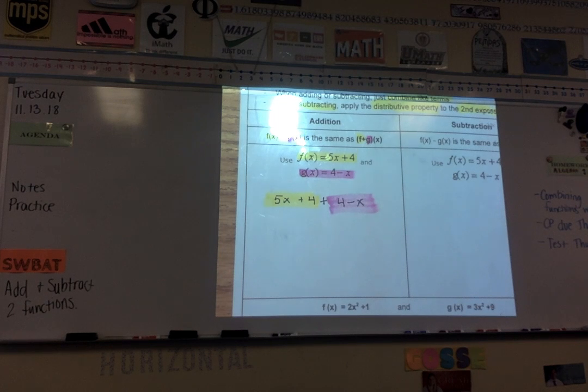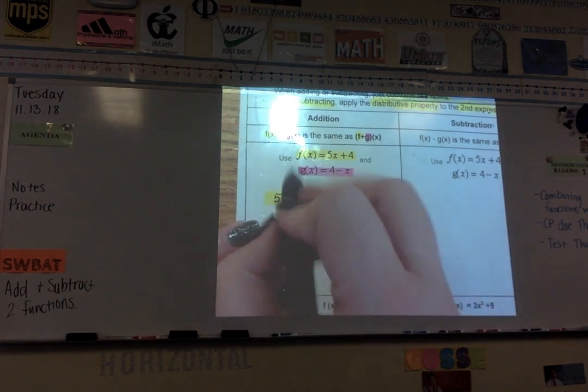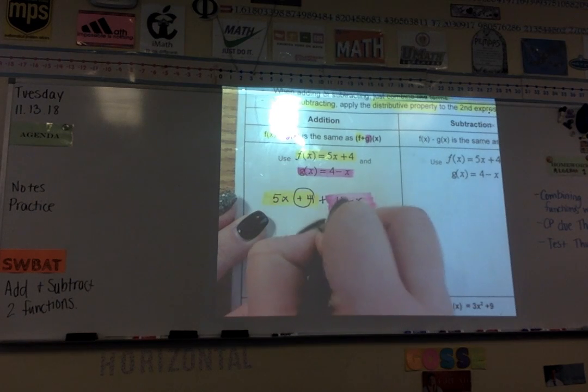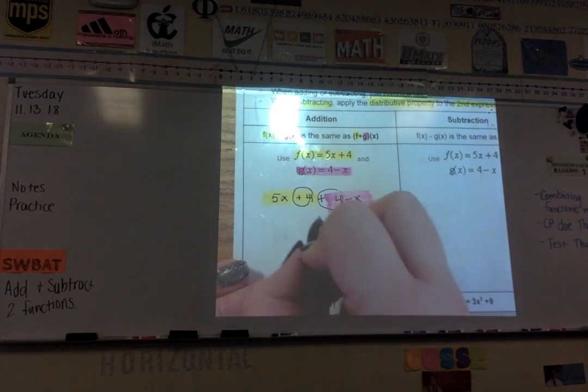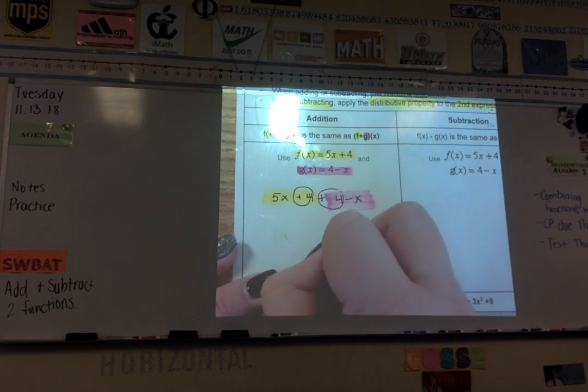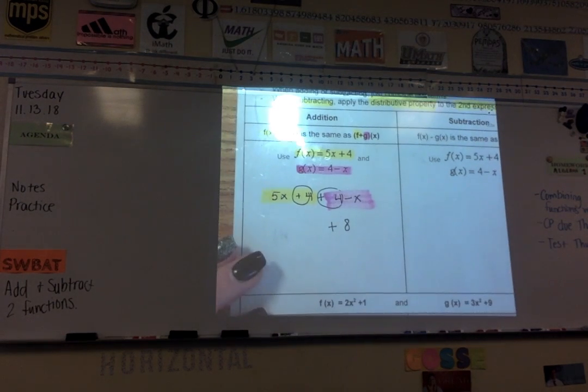Okay? So, can someone list for me a pair of terms here that can get combined? Asa? 4 and 4. I'm going to put circles around them. What's 4 plus 4? 8. I'm going to write this towards the back because, again, any term written with a variable has to get written first.